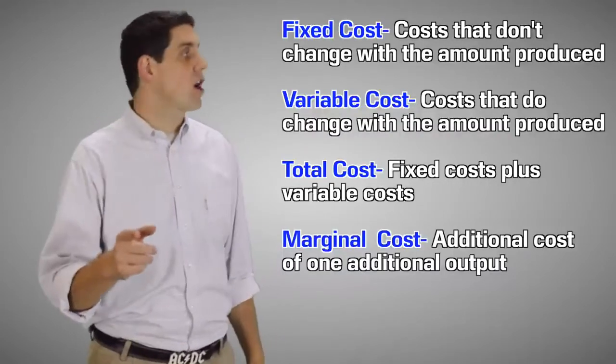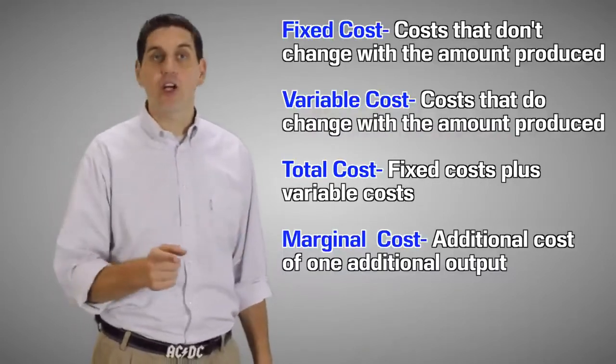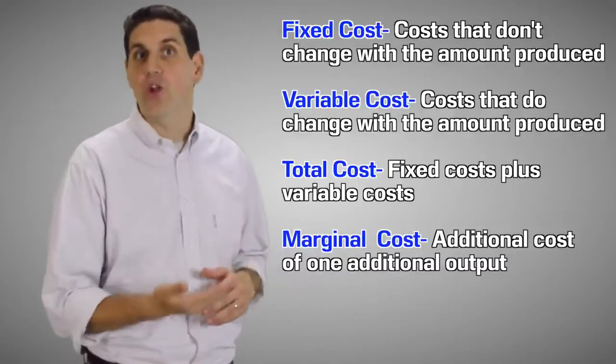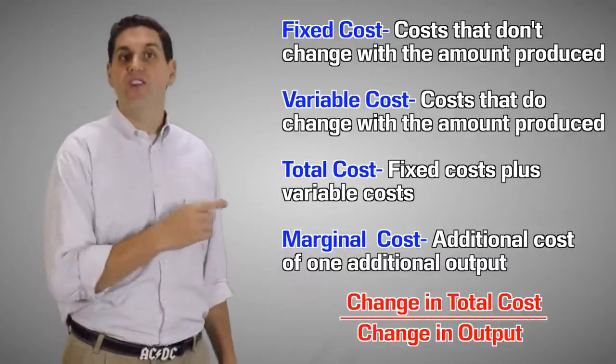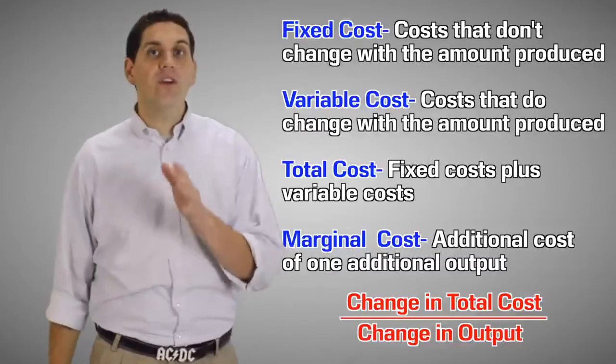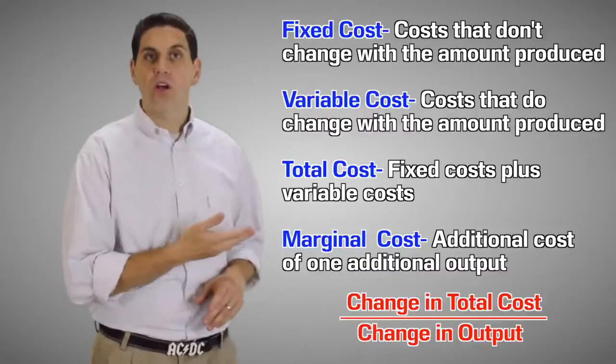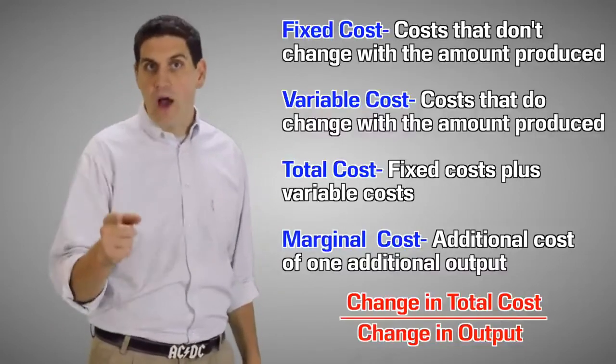And there's also marginal cost. Marginal cost is the additional cost of producing one more output. If you're a pizza restaurant, it's the cost of producing one additional pizza. It's the change in total cost divided by the change in output. So now you understand the total cost. There's total fixed cost, total variable cost, total cost, and marginal cost. Now let's see if you can calculate them on your own.